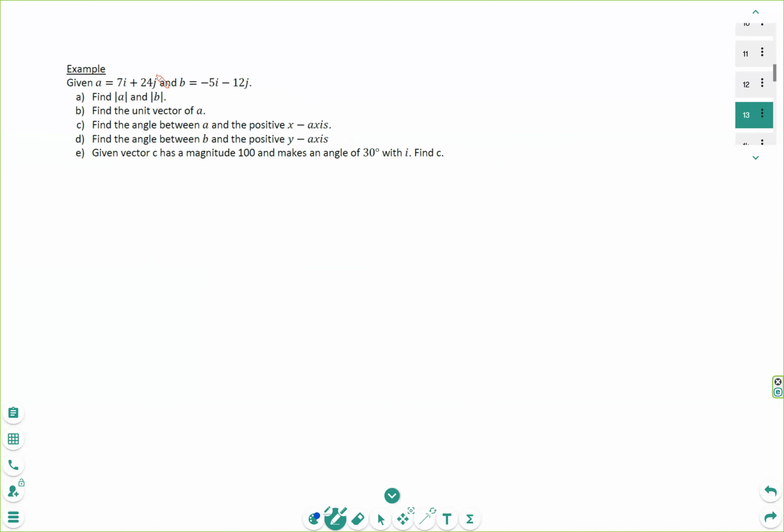Given that a equals 7i plus 24j and b equals minus 5i plus 12j, find the magnitude of a and b. Easy peasy. Magnitude of a equals the square root of 7 squared plus 24 squared. You can use a calculator if you know your Pythagorean triplets: 7, 24, 25. What are the Pythagorean triplets, if you're wondering what I'm asking?